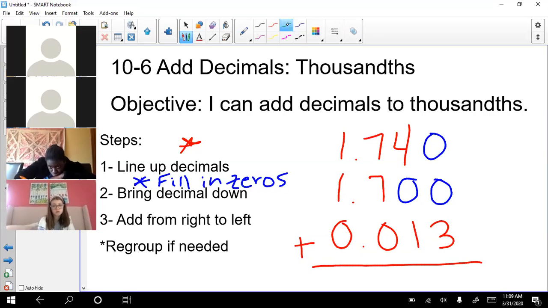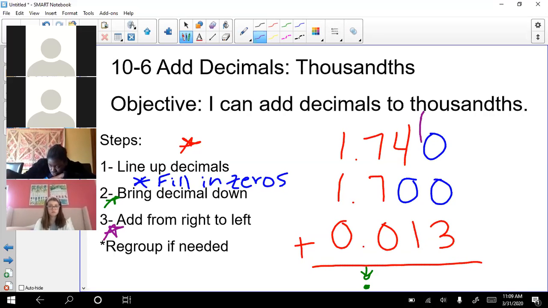And then the next step I'm going to do in green, and it says bring the decimal down. So I'm going to bring that down here, and it's going to go right here. And then the last step that we're going to do is add, I'm going to do this in purple, add from right to left, regroup if needed.